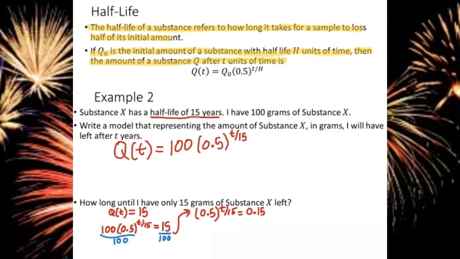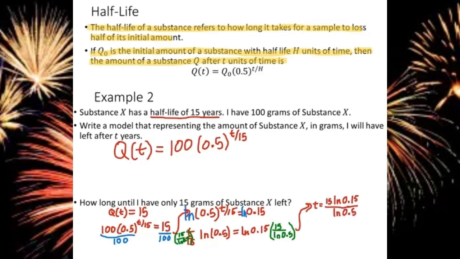Now, just like in previous problems, we'll apply the natural log to both sides. That way, on the right-hand side, I can use the power rule of logs, and I have t over 15 times the natural log of 0.5 equals the natural log of 0.15. To finish solving, we'll multiply both sides by 15 over the natural log of 0.5, and we get t equals 15 times the natural log of 0.15 over the natural log of 0.5.